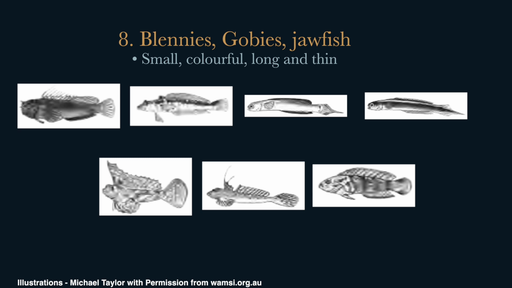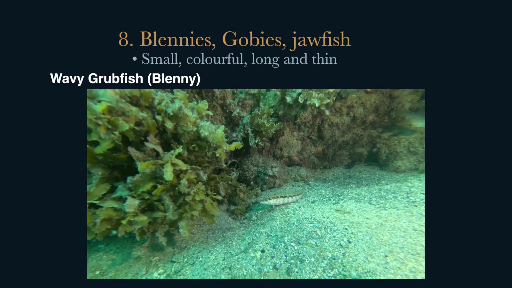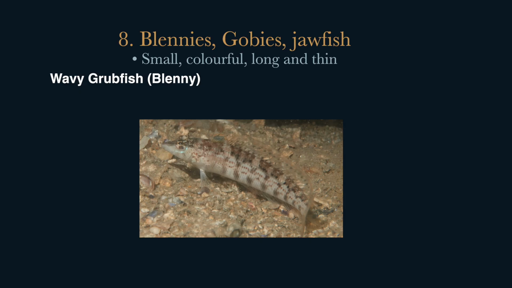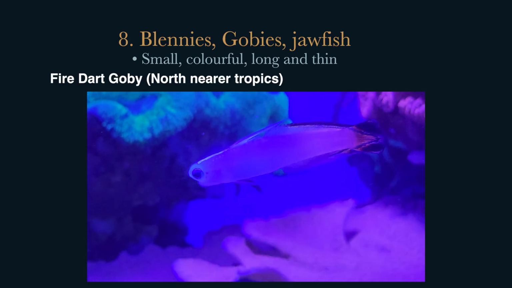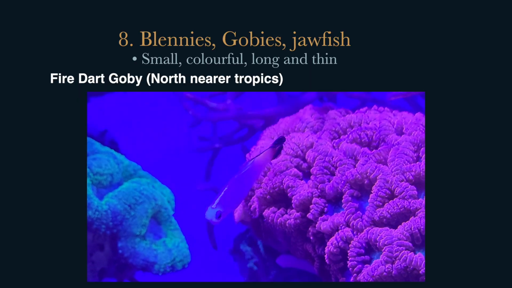Group number 8, blennies, gobies and jawfish. These are often small, colourful, and they're long and thin. Grubfish are small blennies. They walk on their pectoral fins on the bottom. Living in kelp beds and rocky reef in the subtropical zone, they can grow to 24 centimeters. Fire dart gobies are only really found in the tropical zone as you get up towards Ningaloo Reef.